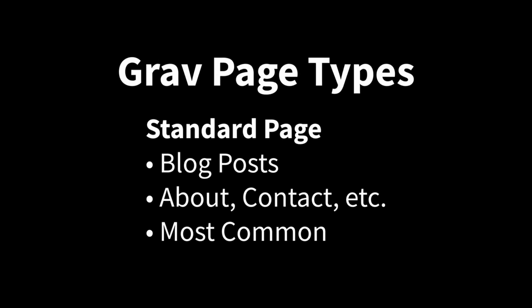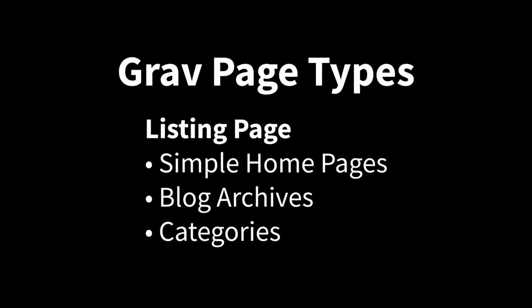Let's start by taking a look at the different types of pages you can create for your Grav site. The first is a standard page. This is the most common type of page, consisting of a single markdown file and any associated images. Second, we have the listing page. A listing page is a variation of the standard page that contains a collection of child pages where each page can be separately viewed. For example, blog posts.